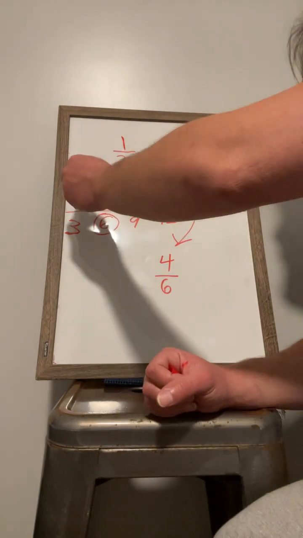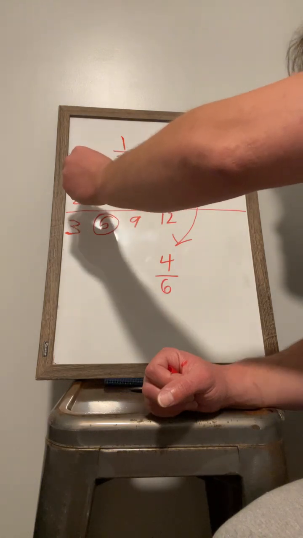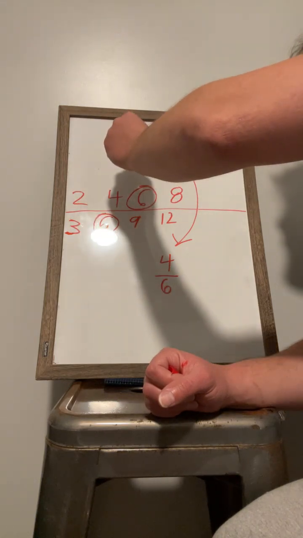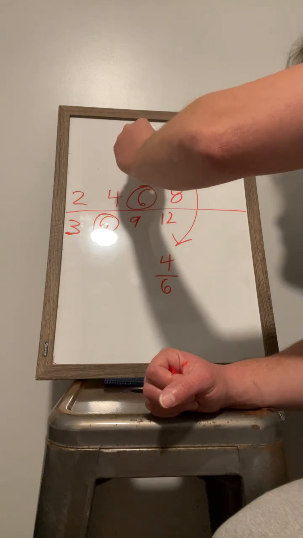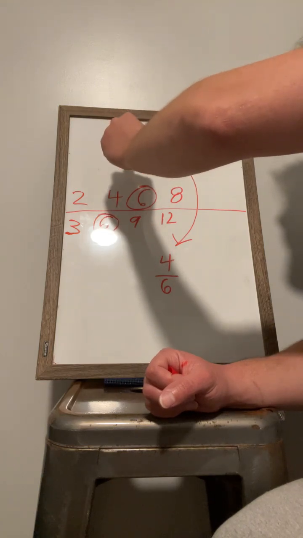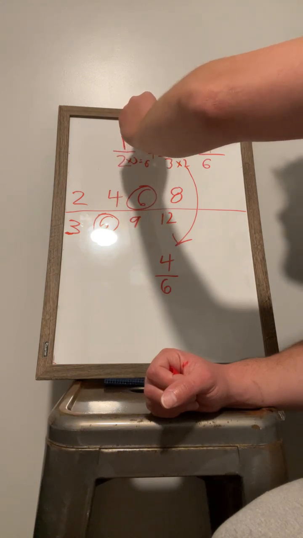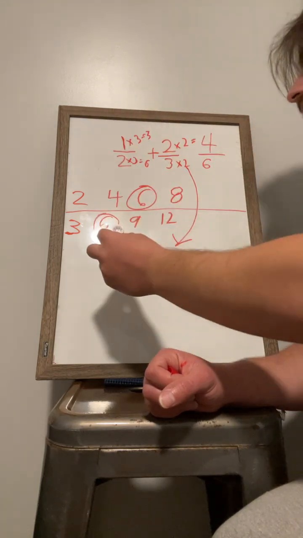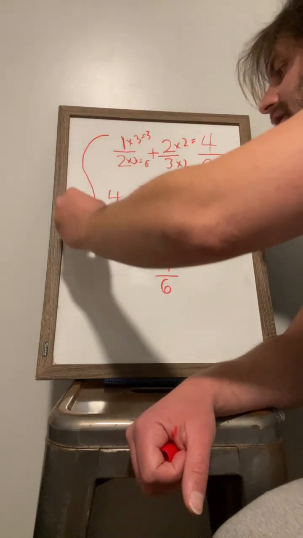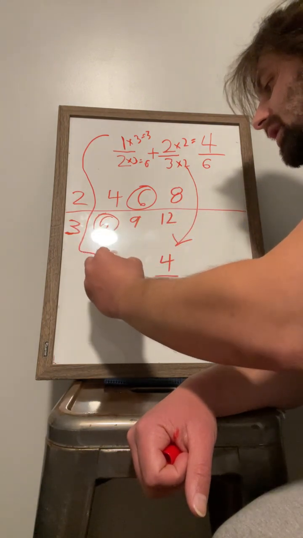Now let me see, how many times do I have to count by 2s to get to 6? 2, 4, 6. So if I multiply 2 times 3, I will get to 6. So 2 times 3 equals 6. What I do to the bottom, I've got to do to the top. 1 times 3 equals 3. So 1/2 can be converted into 3/6.